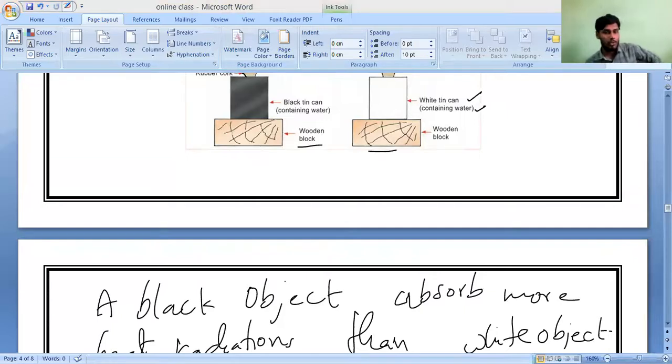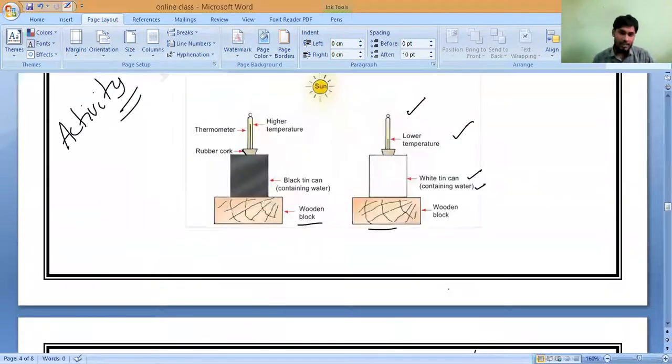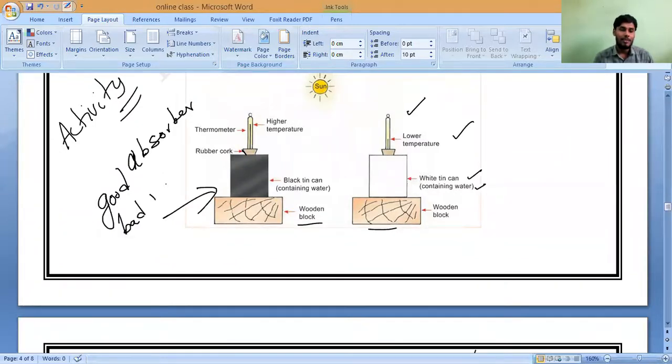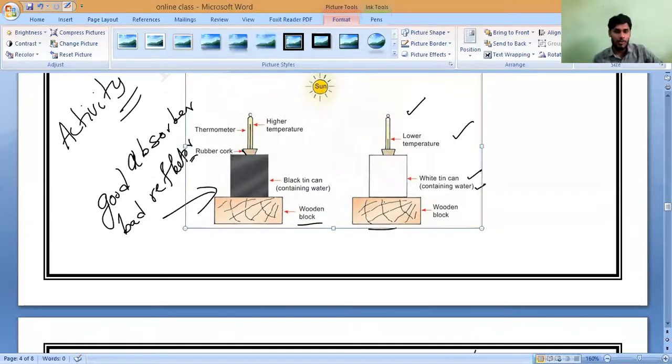So you can see here, any kind of black object you take is a good absorber of heat radiations, which in the sense means a black object is a bad reflector of heat radiation. Correct or not? That is what you should remember. Here itself you have to draw the picture, and here itself you remember: it is a good absorber of heat radiation. Absorber means a bad reflector. Bad reflector means no heat energy will be sent back. Completely absorption. That's all.